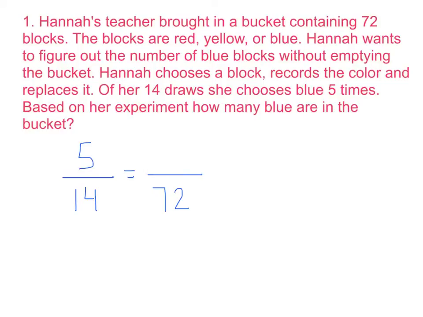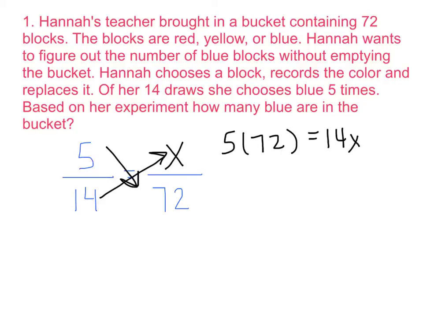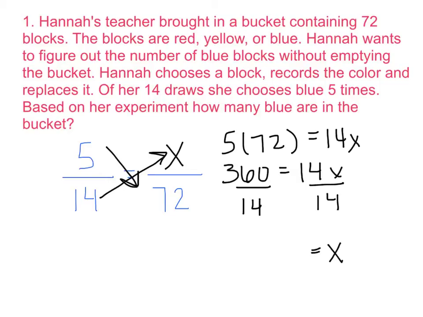So we want to use that cross multiplication. 5 times 72 equals 14 times x. So 5 times 72 is 360, equals 14x, divided by 14. So she should have 25.7 blue blocks in the bucket that contains 72 total blocks.